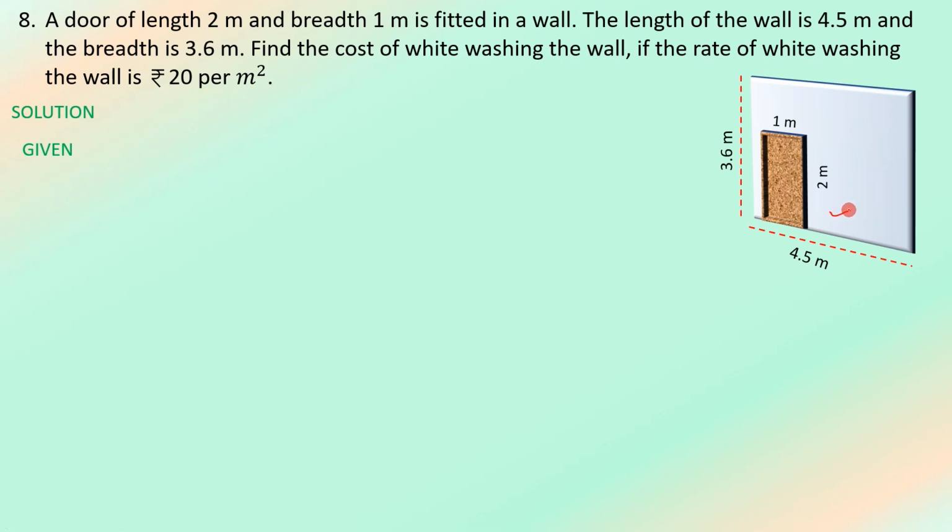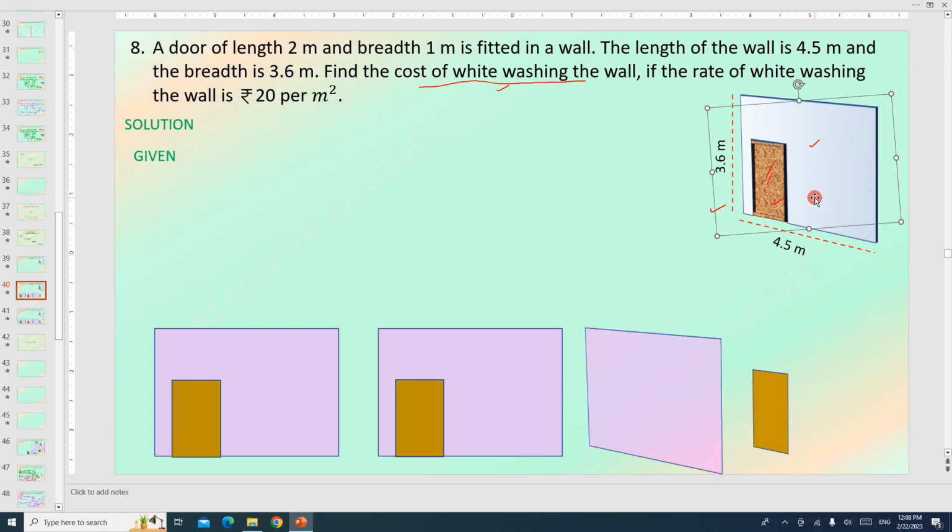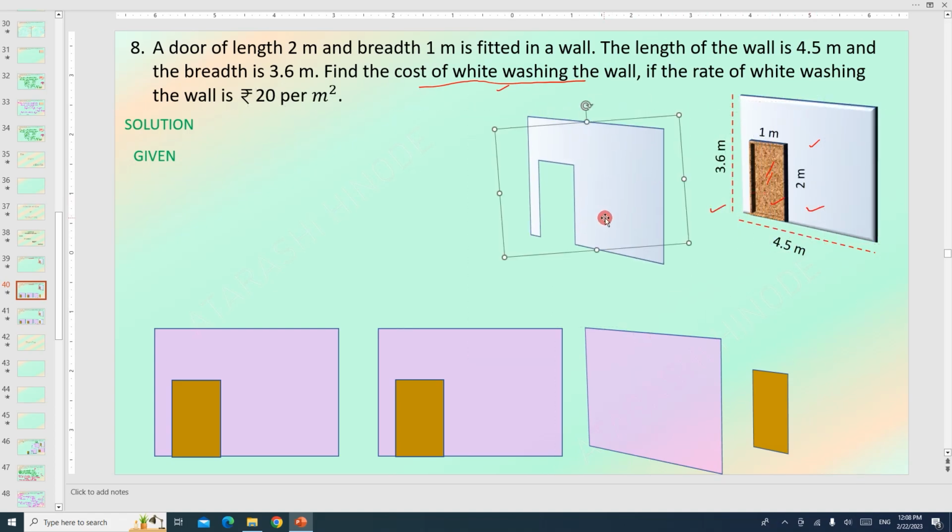Here you can see the wall and the door. Dimensions are also mentioned here. Here we have to find the cost of whitewashing the wall. Before finding the cost of whitewashing, we have to find the area of the wall to be whitewashed. That is, area of the wall to be whitewashed means we don't need to whitewash this door. That means we need the area of the wall excluding this door portion. That is, we have to get the area of this much portion.